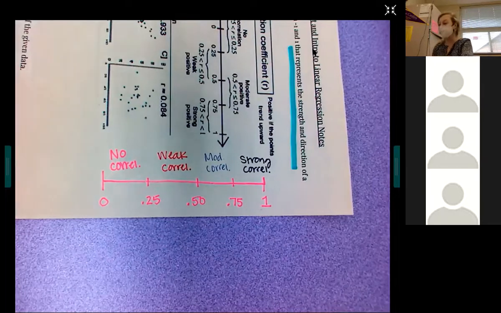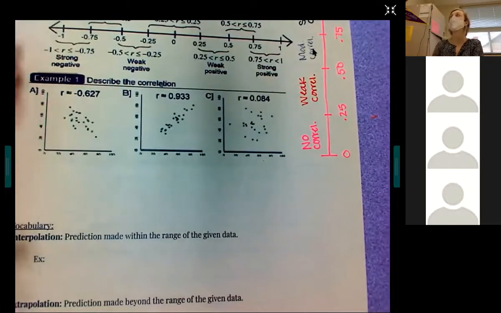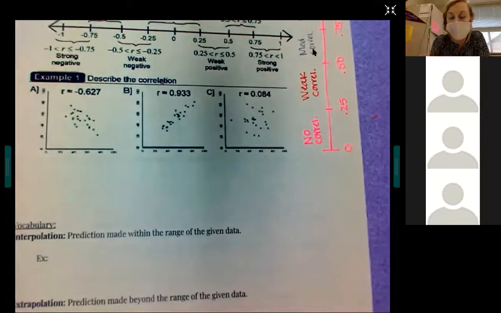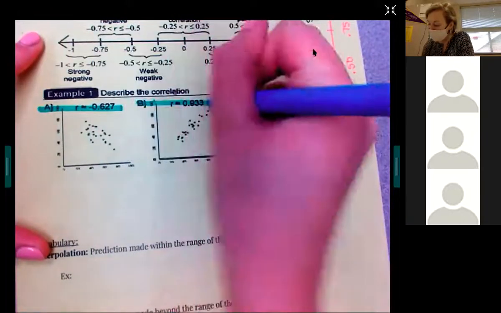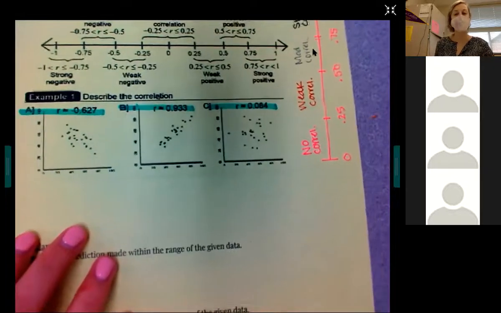So let's jump right into our examples. This is the first part of notes today. This is the first half of your homework, first 3 problems. Look at example A. So my people at home, you do not have to write the graphs. What I want you guys to write at home are the R values. So I'm going to give them a second to look at the R values.